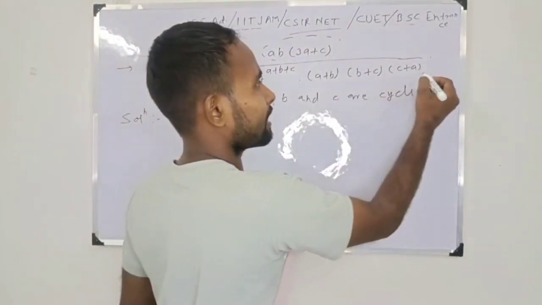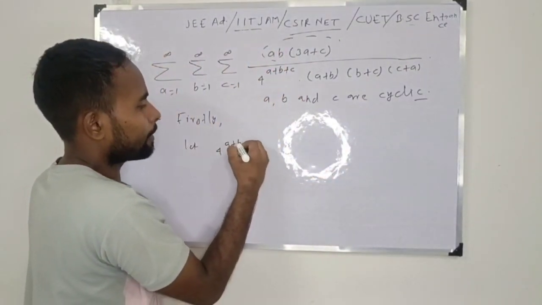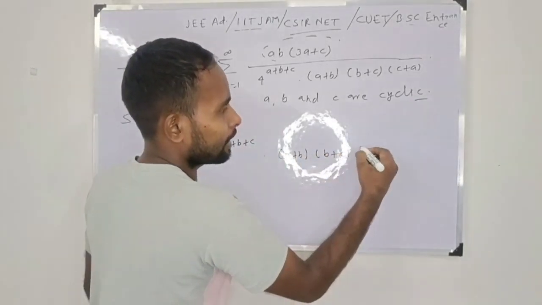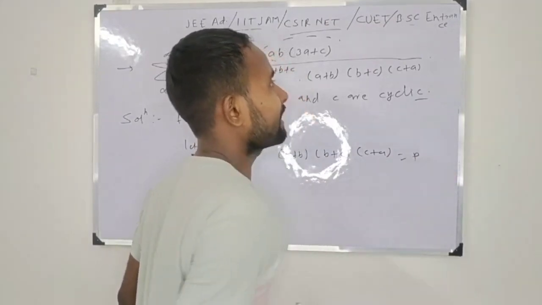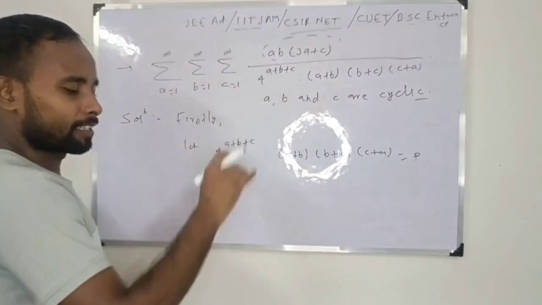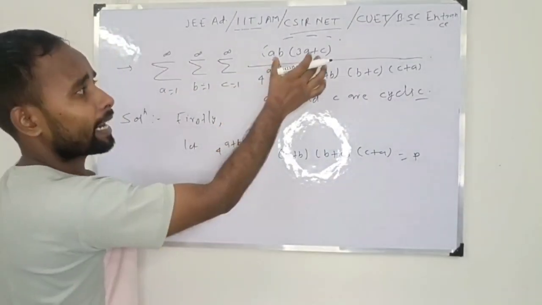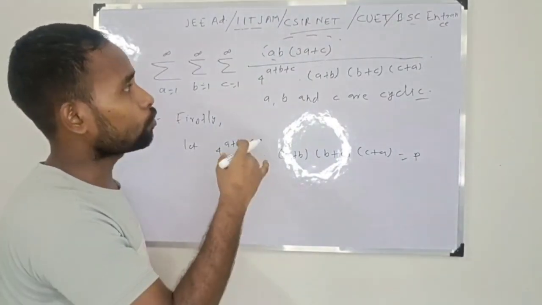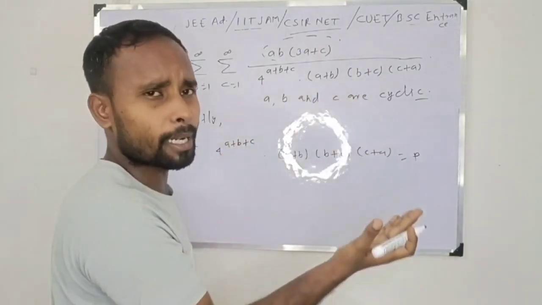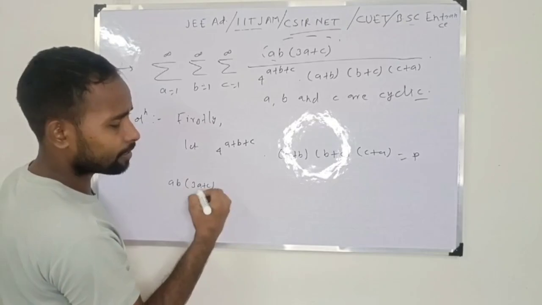I want to suppose this denominator section is P. Let 4 to the power a plus b plus c into (a plus b) into (b plus c) into (c plus a) be equal to P. For convenience, I have taken the whole expression as P because there is a small whiteboard. Now, if you apply cyclicity to the numerator section, because the denominator section will be unaffected, it will be ab into 3a plus c, first.